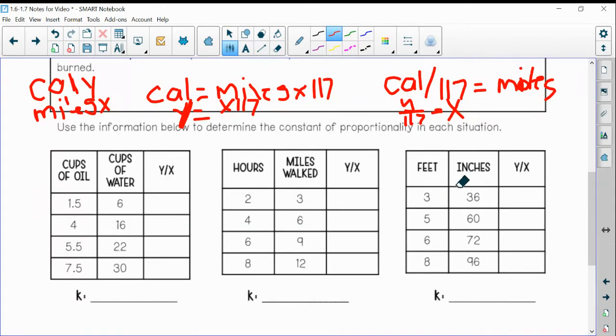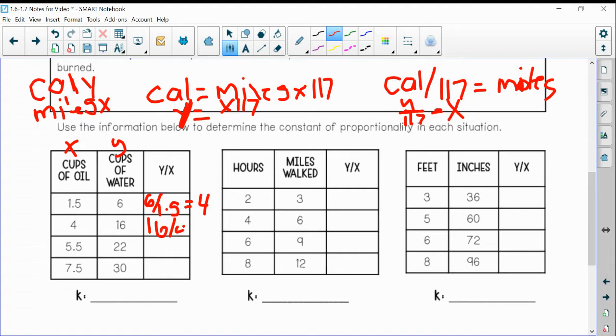All right, so now we're going to use the information below to determine the constant of proportionality in each situation. Our cups of oil is going to be our x. The cups of water is going to be our y. So 6 divided by 1.5 gives us 4.